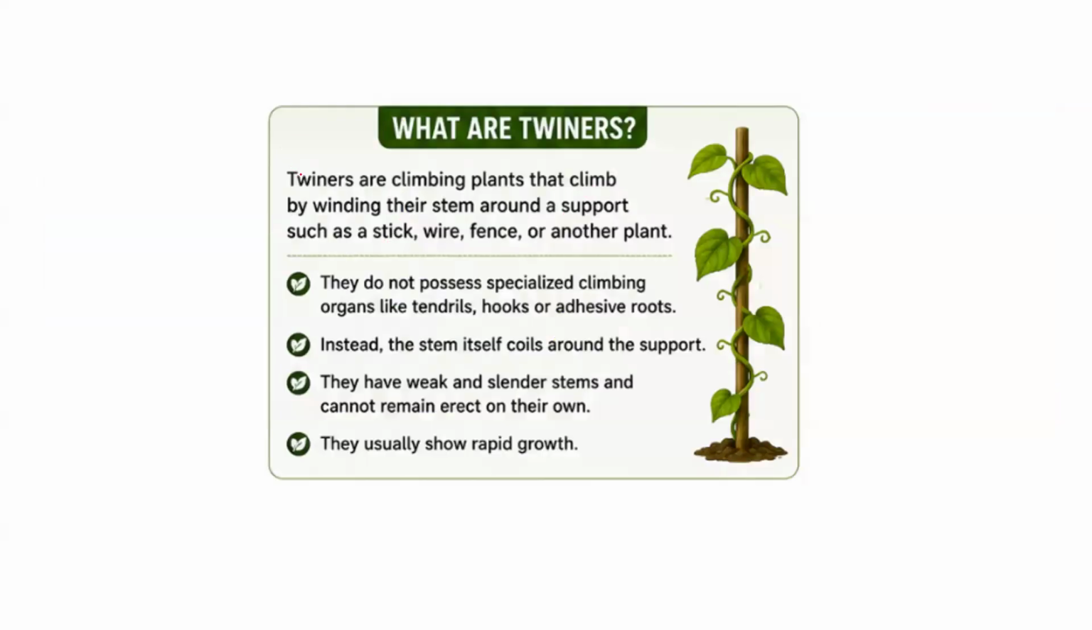Now, see, twiners we have studied right now, they are climbing plants that climb by winding their stem. Okay, they do not use any specialized organs like tendril, hook, or adhesive. They are not using any one of it. The entire stem is making a coil around it. The stem itself is coiling around the support. Because the stem is weak and very slender, it cannot remain erect on its own. So it is just coiling around for some support.